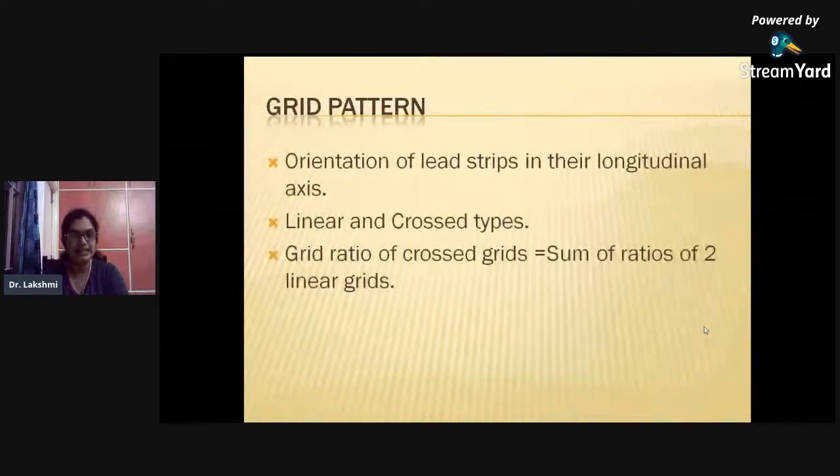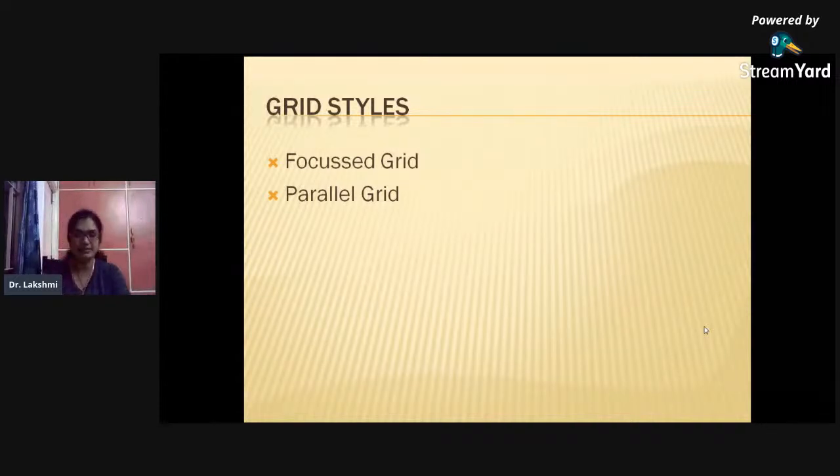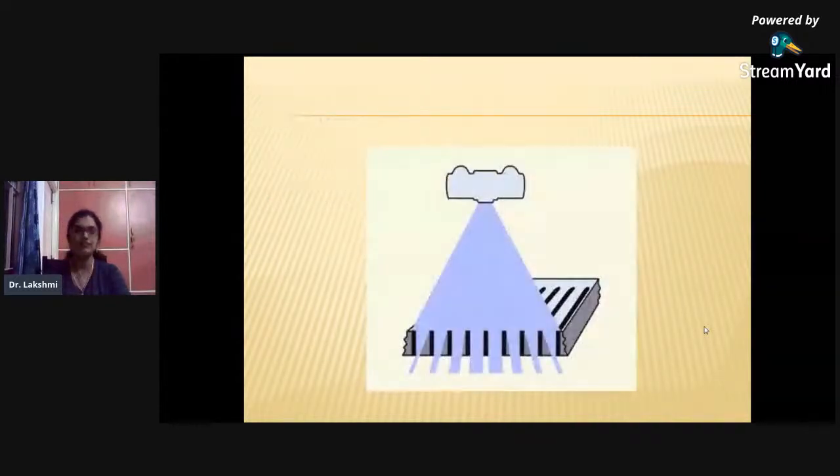Next, grid pattern. Orientation of lead strips in their longitudinal axis. They can be linear and cross types. The grid ratio of cross grids will be the sum of the ratios of two linear grids. Grid styles include focused and parallel grids. This is a focused grid. You can see the alternating layers of lead plus interspace material, say aluminium. This is the X-ray machine, and this is the cone, and there is an X-ray exposed.